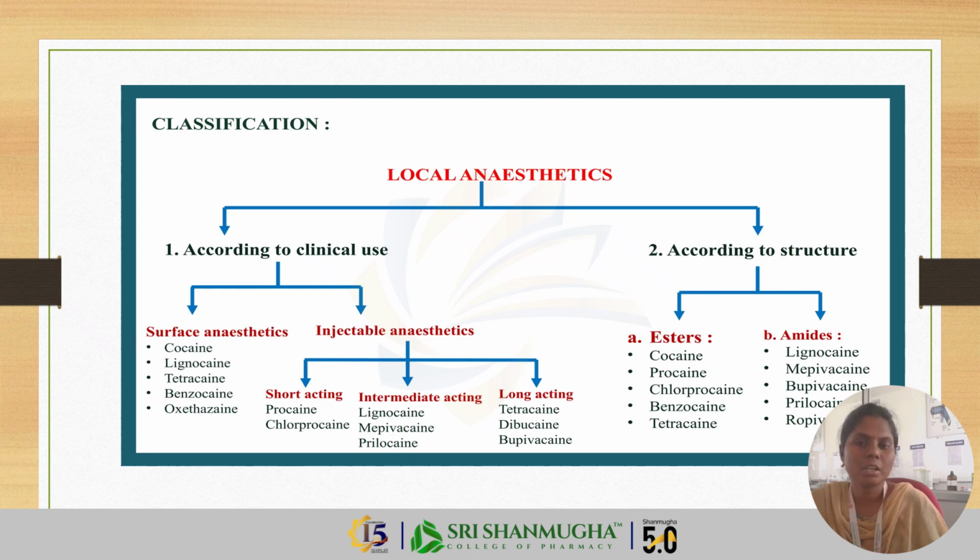The next type is according to the structures, and it has been classified into two types. One is ester and the second one is amide. Examples of ester local anesthetic drugs are cocaine, procaine, chloroprocaine, benzocaine, tetracaine. The second classification type is amides. Examples of amides are lignocaine, bupivacaine, ropivacaine. So these are the classifications involved in the local anesthetics.